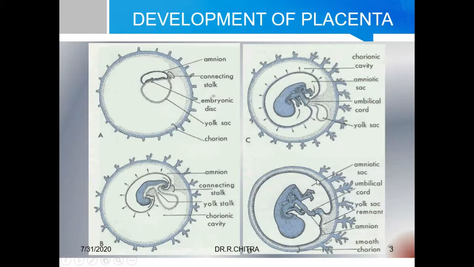So the chorionic villi persist only in the part adjacent to the decidua basalis, and that will be called chorion frondosum. The remaining parts will be called chorion laeve. Here this decidua is not given in this image. We will see it in the next image.